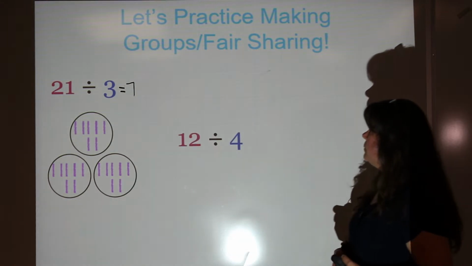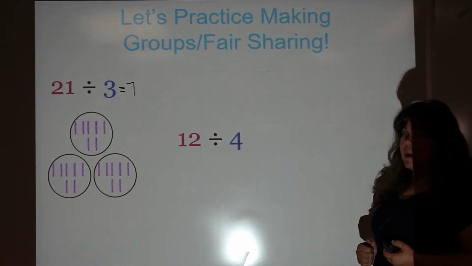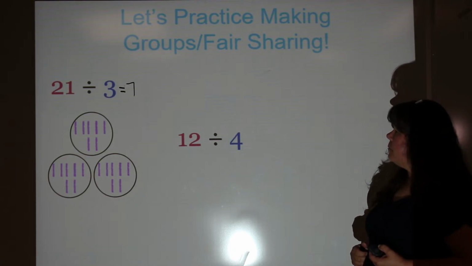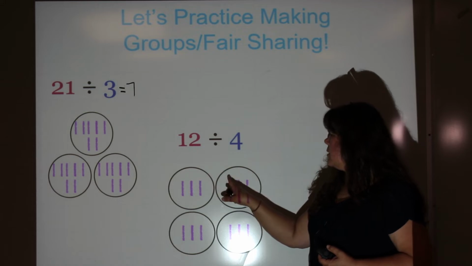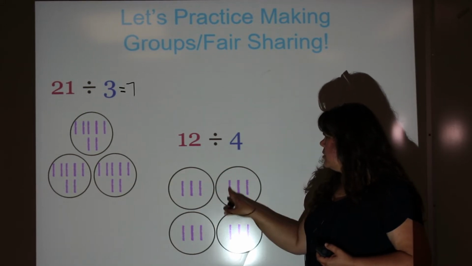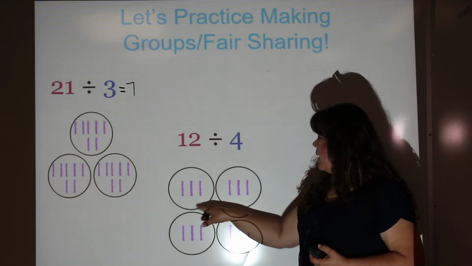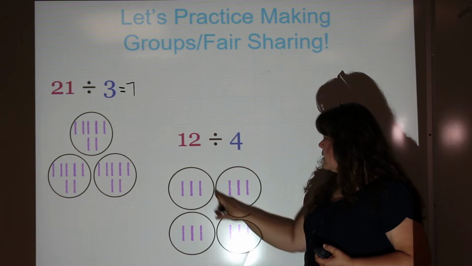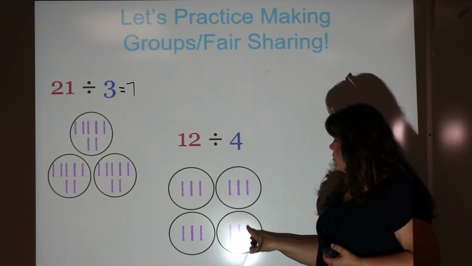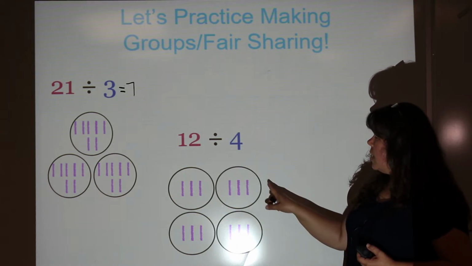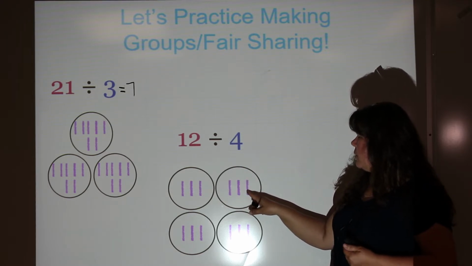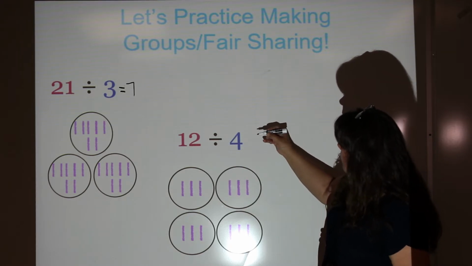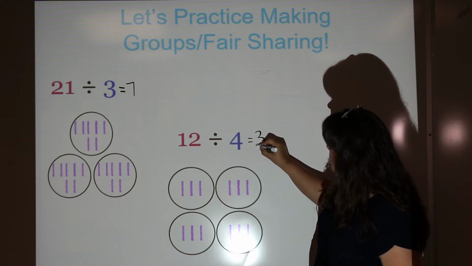Let's try now 12 divided by 4. How many circles will I make? 4. And each one's going to get 1 until they're all equal. 1, 2, 3, 4, 5, 6, 7, 8, 9, 10, 11, 12. And then to get my quotient, I only count one of the circles. Doesn't matter which one. 1, 2, 3. So 12 divided by 4 equals 3.